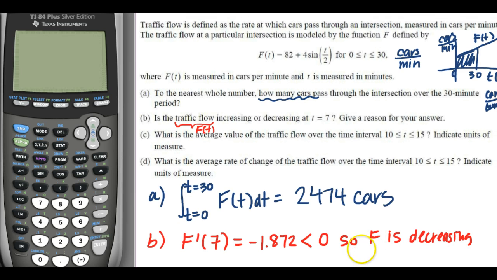Or we could replace f with traffic flow, as that is what the function f represented, and that was the way that the problem was worded. So we'd probably want to put, so the traffic flow is decreasing. So we answered parts A and B of this question, and we'll hold off until a later lesson to go over parts C and D.